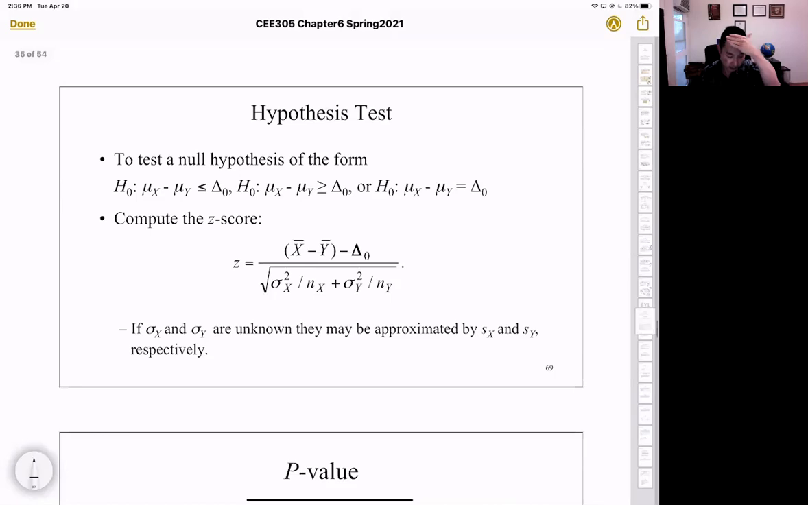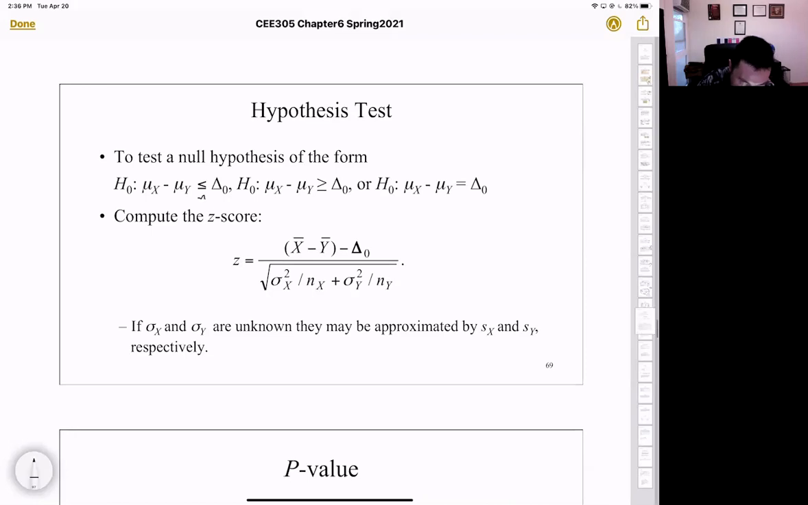And then set up H0: the difference between mu x and mu y is less or equal to, or larger or equal to, delta 0. Delta 0 is normally 0 if the question asks whether there is a difference between mu x and mu y. So typically delta 0 is equal to 0.